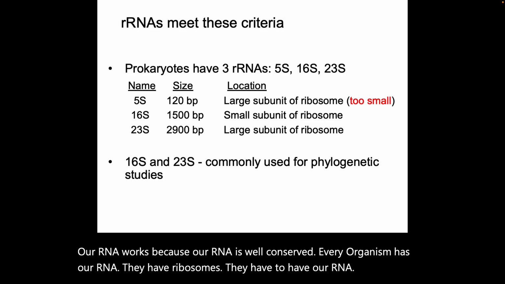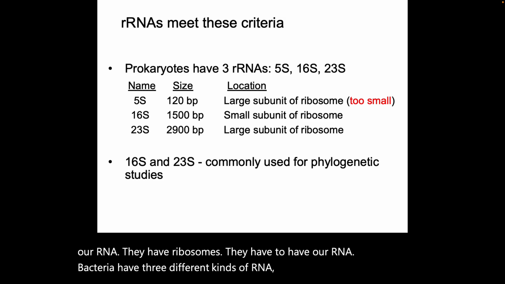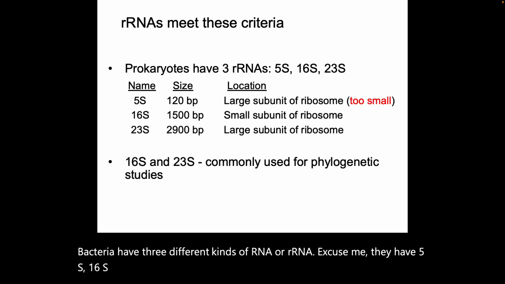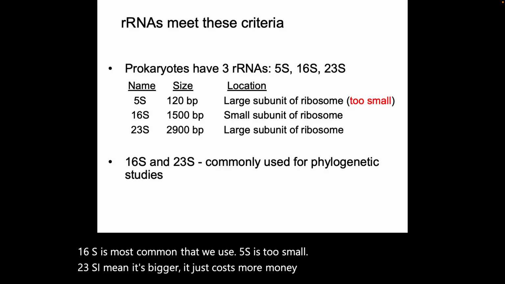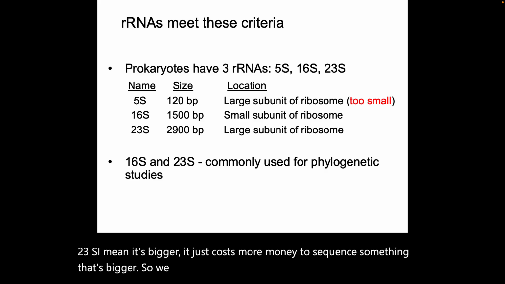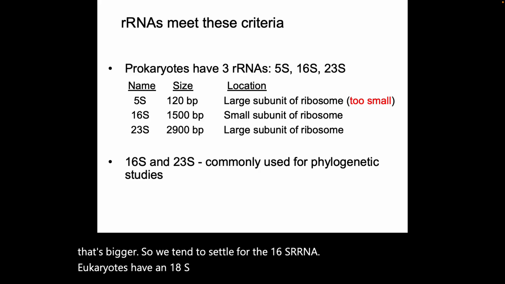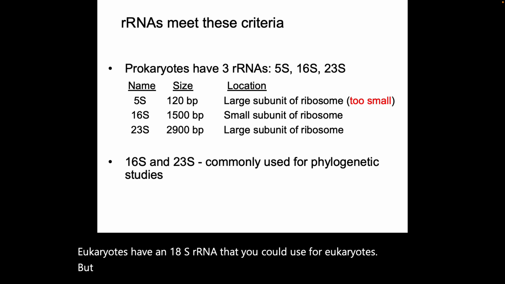Bacteria have 3 different kinds of rRNA. They have 5S, 16S, and 23S. 16S is most common that we use. 5S is too small. 23S is bigger, and it just costs more money to sequence something that's bigger. So we tend to settle for the 16S rRNA. Eukaryotes have an 18S rRNA that you could use for eukaryotes. But again, commonly 16S, but 23S is also done sometimes.